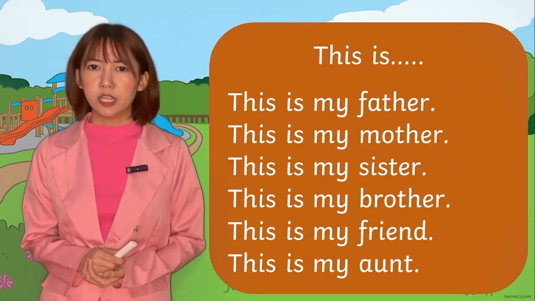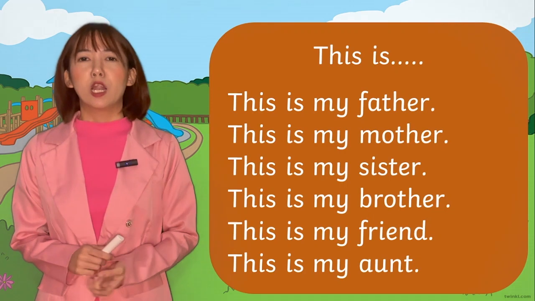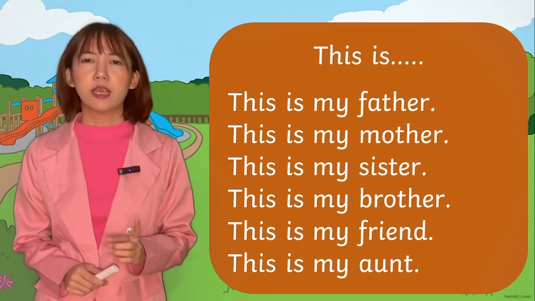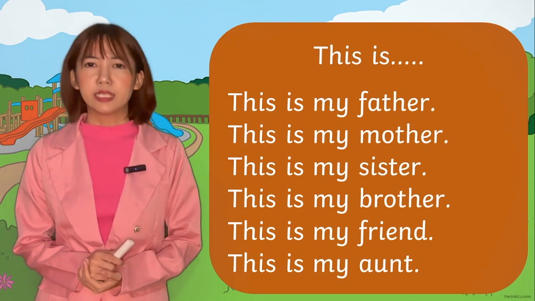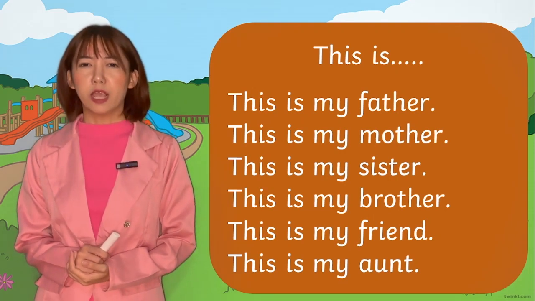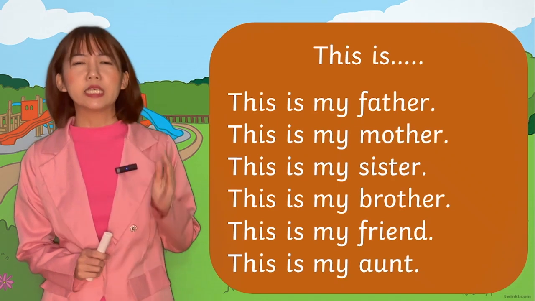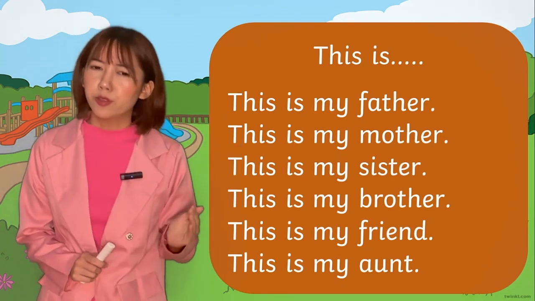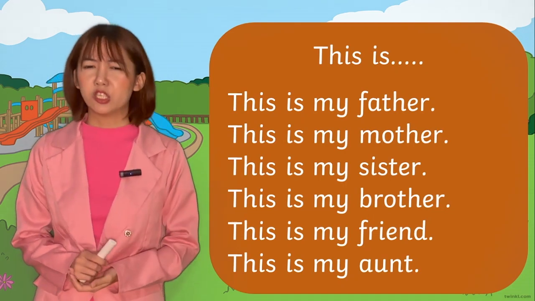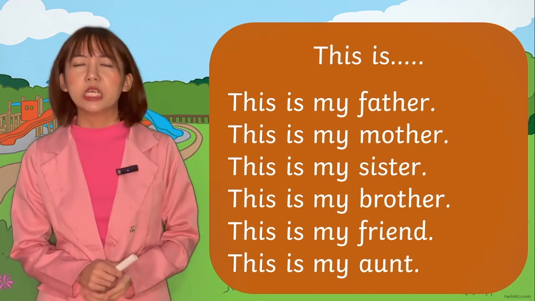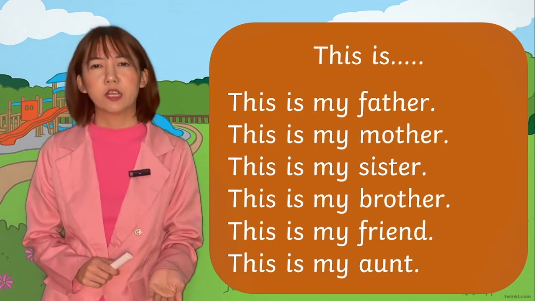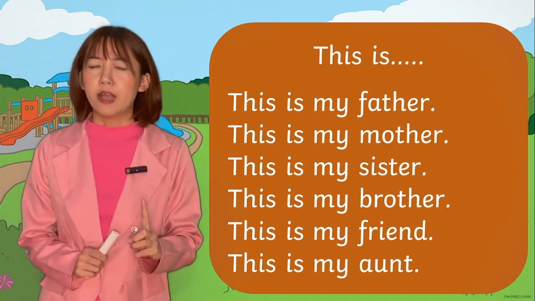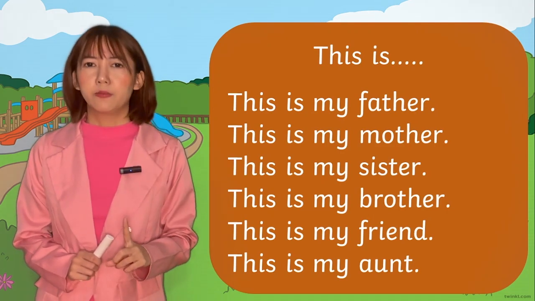This is for singular now. For example, this is my father. This is my mother, this is my sister, this is my brother, this is my friend, this is my aunt.